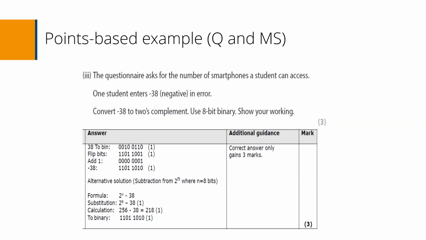The other options are 2 given here under the answers. So the first one, we're going to give 1 mark, right, by converting 38 to binary. We're going to get 1 mark for flipping the bits, and we're going to give 1 mark for adding 1 and getting the right answer as a result. Okay, so that's how the 3 marks are allocated. Alternatively, you can see there that the formula for using 2^n, all right, is there, and we could do that.